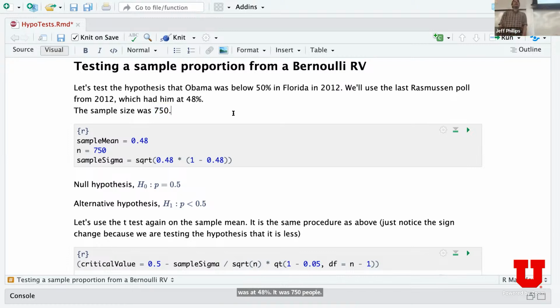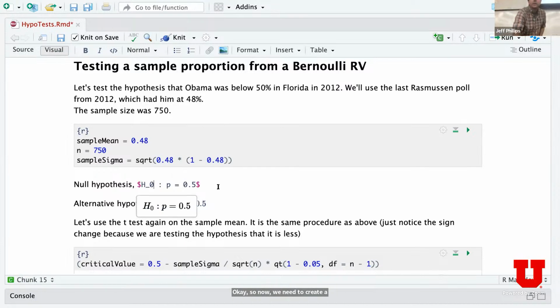So now we need to create a null and alternative hypothesis. The null hypothesis is that it was at 50%, it was 50-50. And the alternative hypothesis is that the true percentage of people in Florida who wanted to vote for Obama was less than 50%. So this is how you would model this.